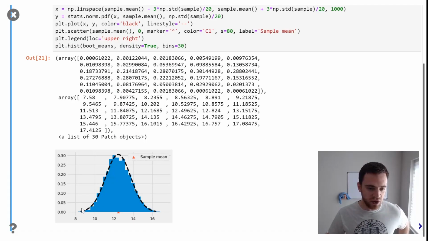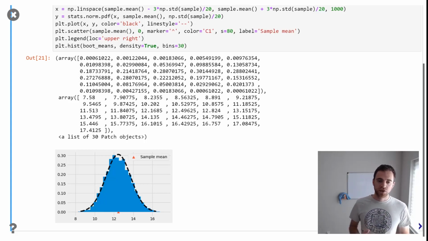So I plotted this curve. It's a normal curve centered at the sample mean, and its standard deviation is the sample standard deviation over the square root of the number of samples. And what you'll notice here is it pretty much describes that blue bootstrap distribution pretty well.